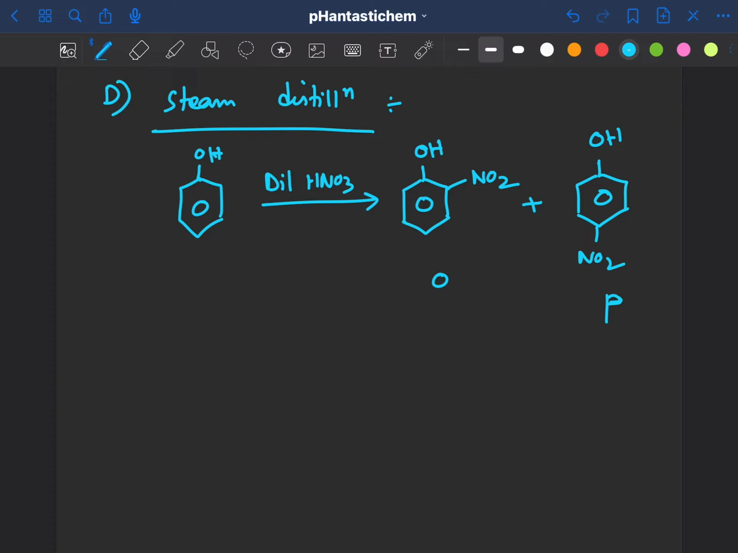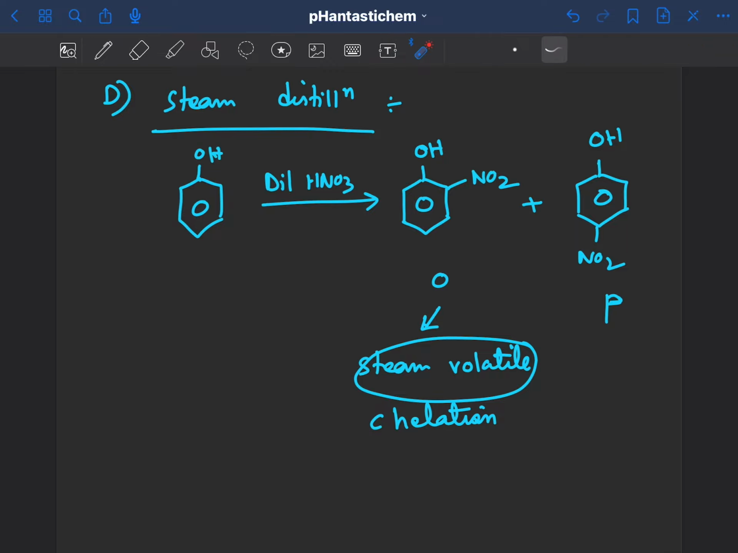Okay. So these guys, ortho and para, they can be separated by steam distillation because the ortho isomer is steam volatile. I'll explain what is steam volatile. Due to chelation. Chelation is ring formation due to intramolecular hydrogen bonding. So there is intramolecular hydrogen bonding, so they form a kind of ring. That is known as chelation. The para isomer is not steam volatile.